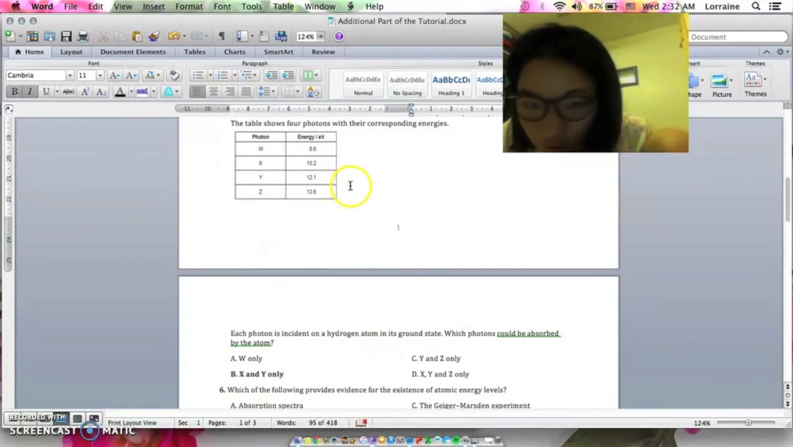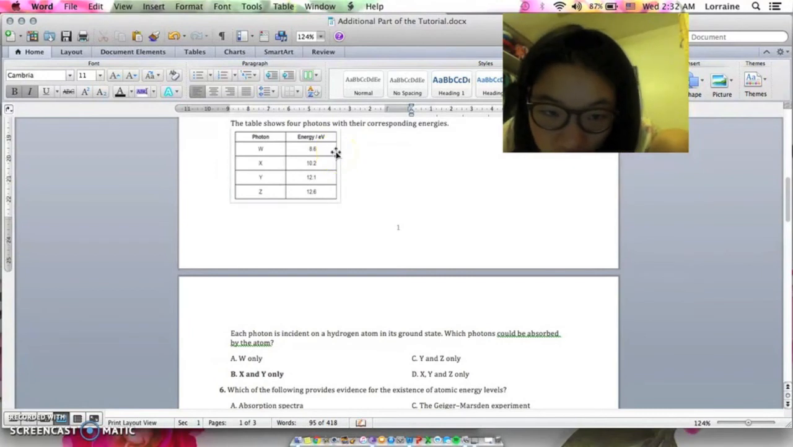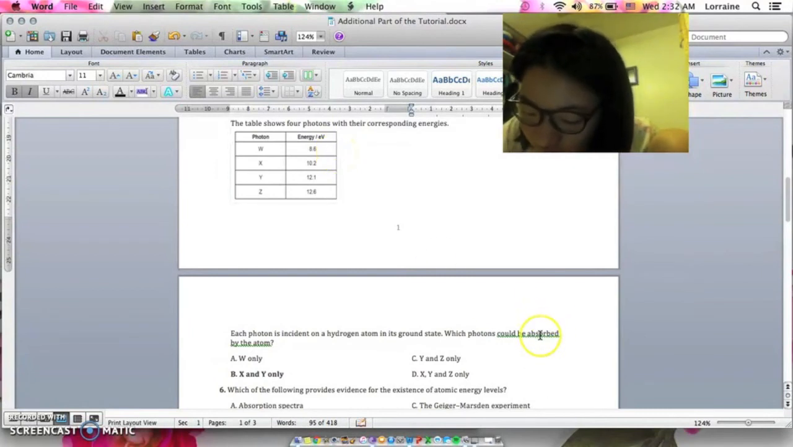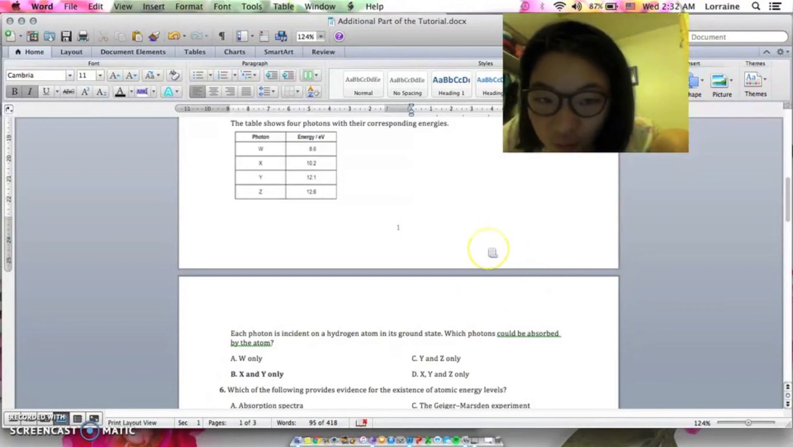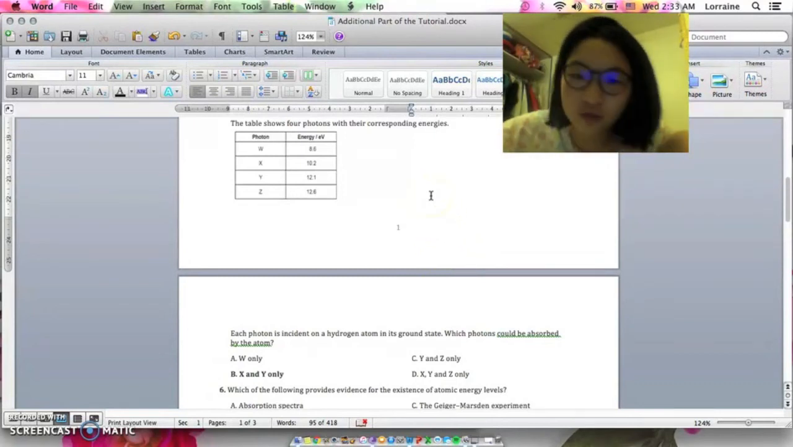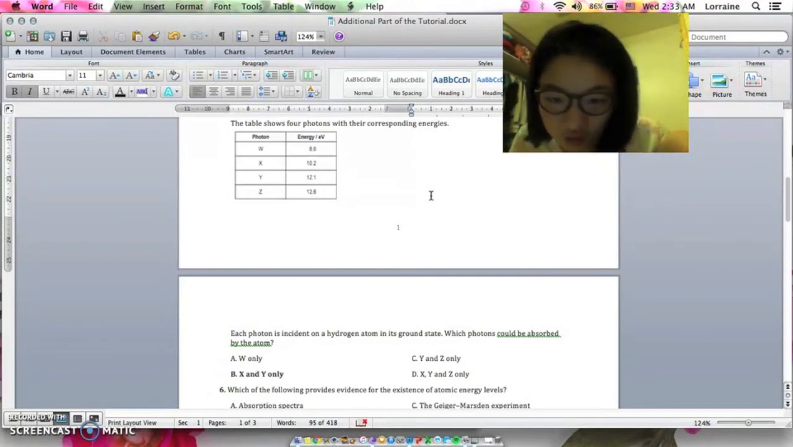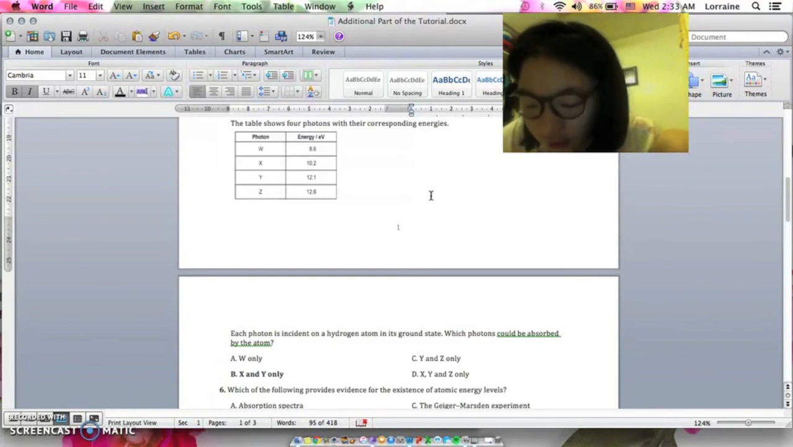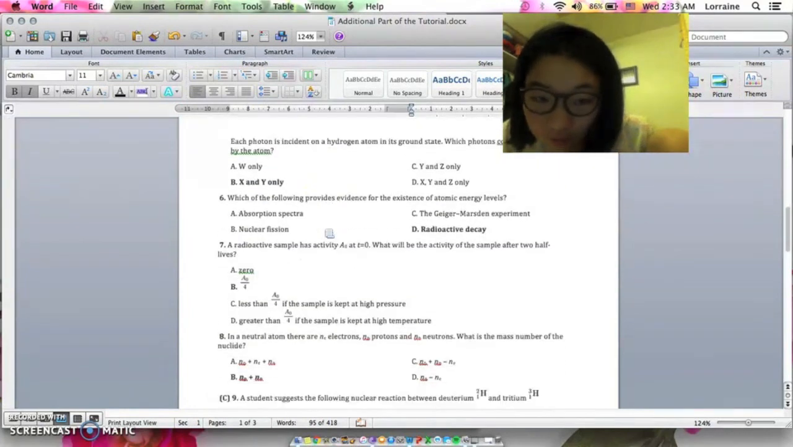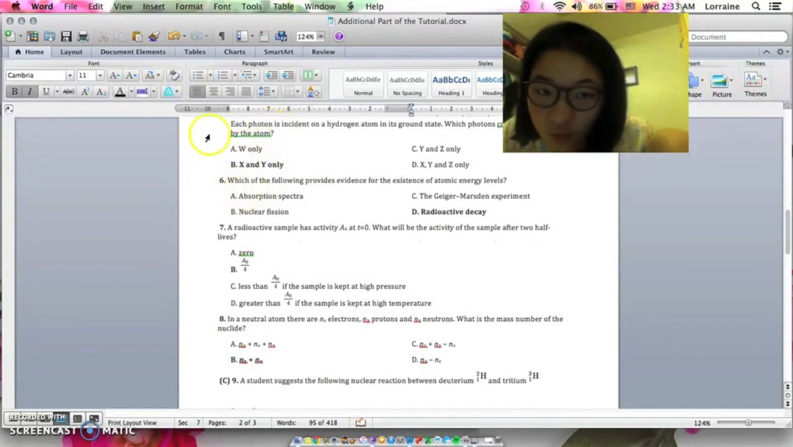So yeah. And then on the other hand, the 12.1 is 13.6 minus 1.5. If you ask me where I got 13.6, anyway, that's basically how I got that. And that's why my answer is X and Y only.